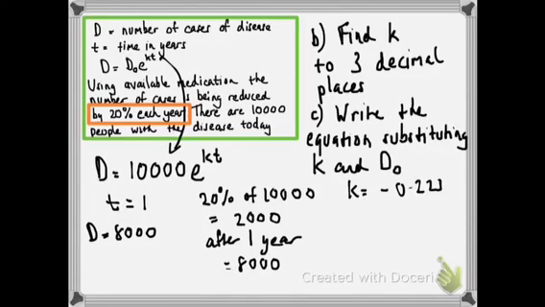Okay, so the formula now becomes, this is answering question C, D equals 10,000 e to the power of, and now we know that k is negative 0.223, we put negative 0.223 times t. Okay, so that's now the equation that we can use for the remainder of this question.